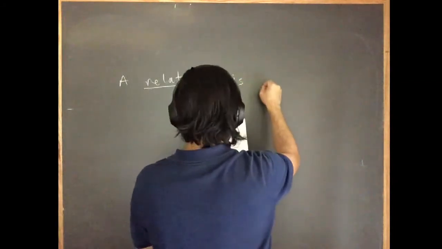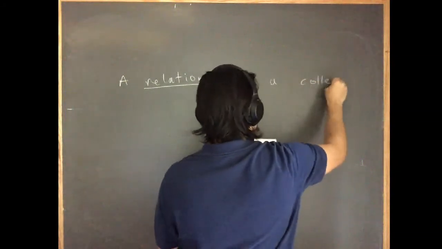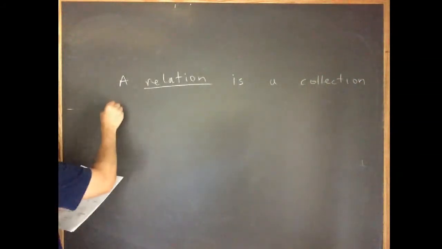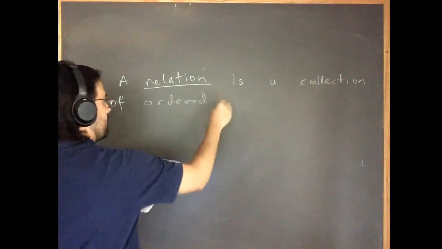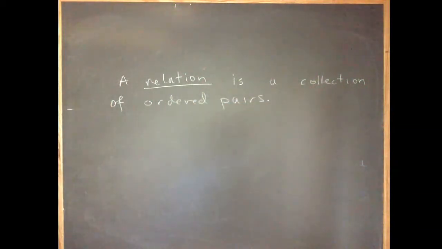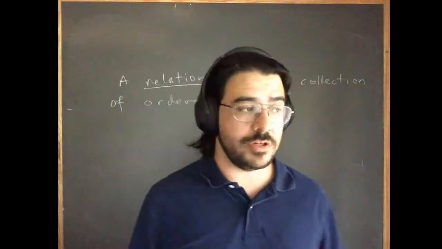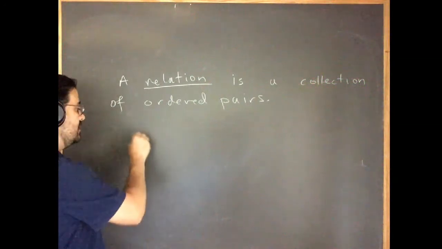So a relation is a set, a collection. Set is the same thing as collection. A collection of ordered pairs. Okay. Any collection of ordered pairs whatsoever forms a relation. And there are many different ways to describe a relation. You can describe it with an equation, you can describe it with a graph, or you can just list out the ordered pairs in this relation.